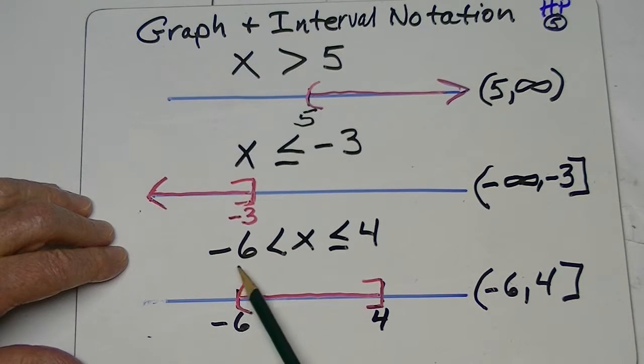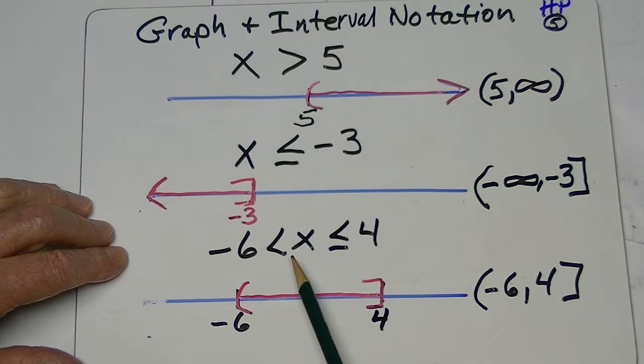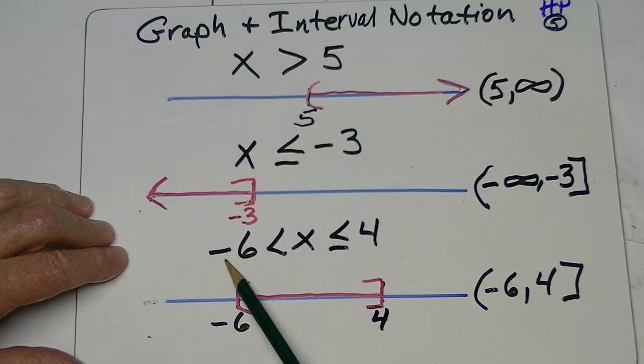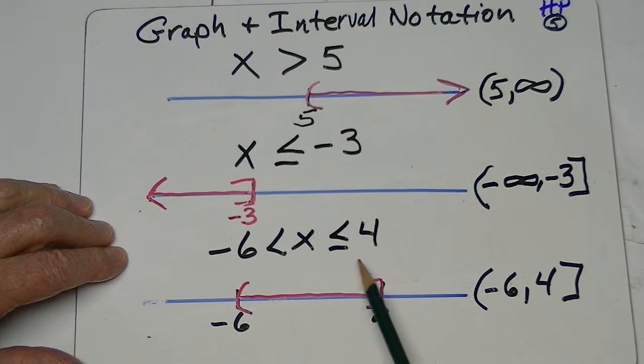Now in this compound inequality, x is in the middle. And again, you've solved it. We showed how to do that on the paper test. The numbers you're interested in are -6 and 4. And again, -6 is not included, so you use a parenthesis. 4 is included, so use a bracket, and then fill in between the two.